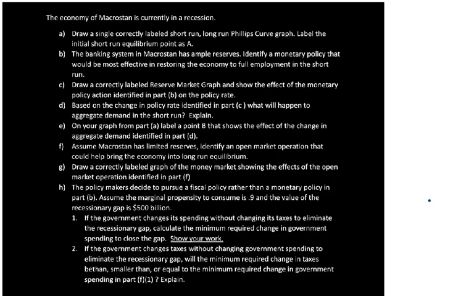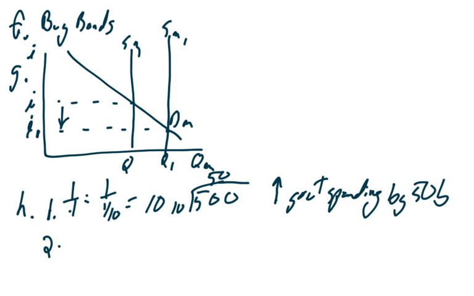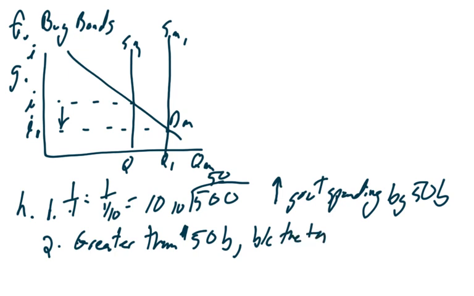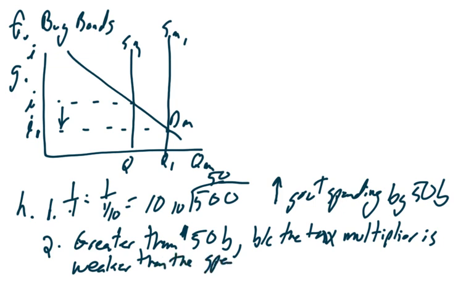Now, H2 says, if the government changes taxes without changing government spending to eliminate the recessionary gap, will the minimum required change in taxes be smaller than, greater than, or equal to the minimum required change in government spending in Part H1? Explain. So here we would have to say that they would have to decrease taxes. It would have to be greater than 50 billion. Why do we say that? It's because the tax multiplier is weaker than the spending multiplier.